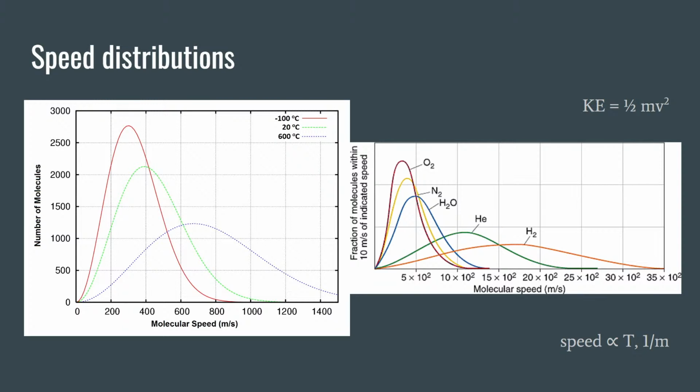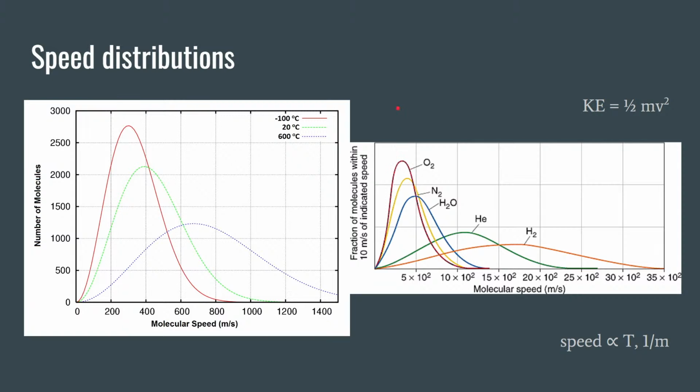Okay? So based on the mass of the gas particles, they're going to move at different speeds. So hydrogen is the lightest gas. It has the highest average speed. You can see its peak is way over here. Helium is a little heavier, so its peak is over here, so it's moving slower. Water is heavier still, so its peak is further to the left. It's slower. Nitrogen is even slower, and then oxygen is even slower than that.